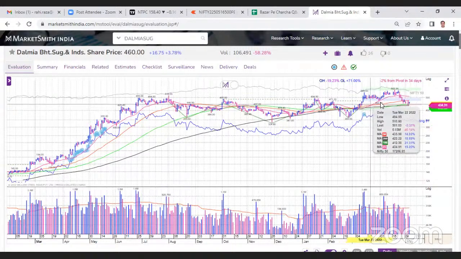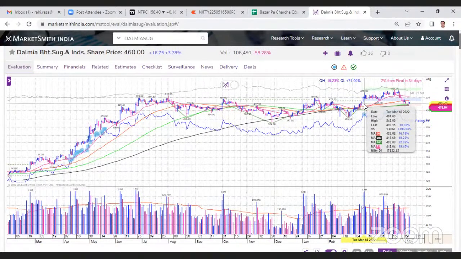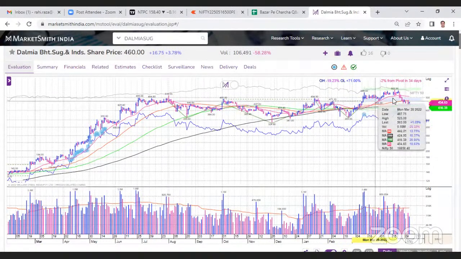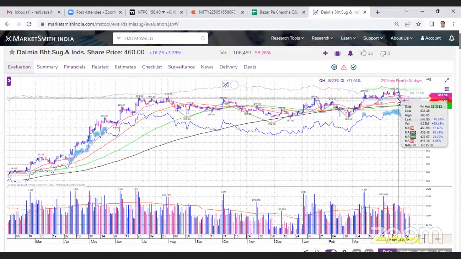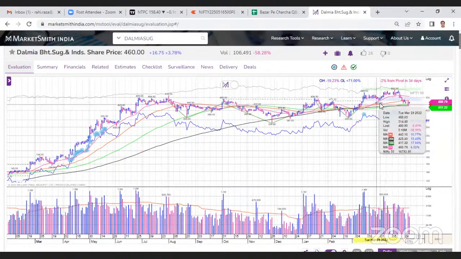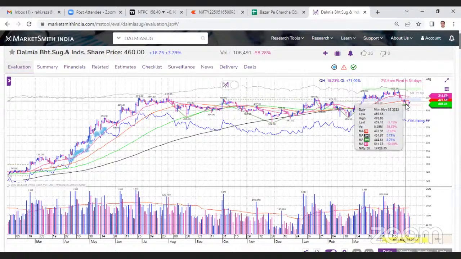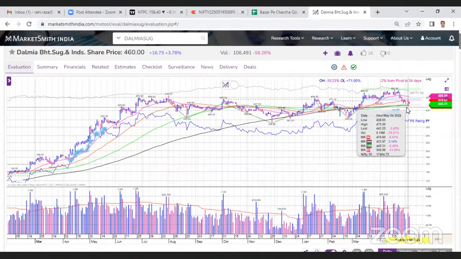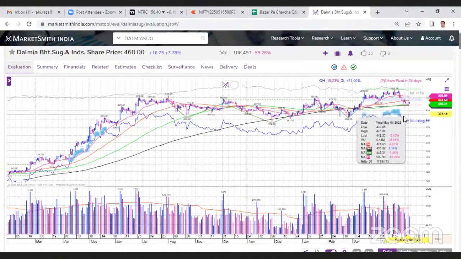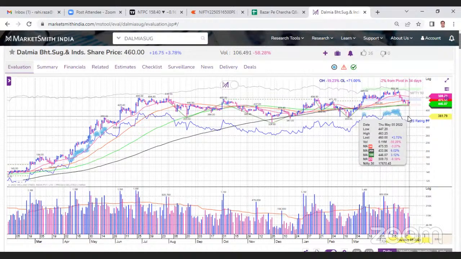It was trading sideways for a long time. We can say that from 15th April till 22nd of April, it was trading sideways. Then again we have seen the downside movement accelerate, and now the stock is trading near its 200 DMA, just about 6% away from it.